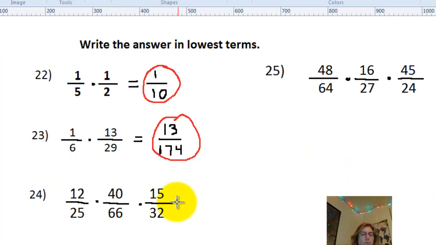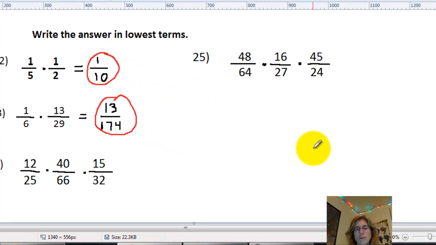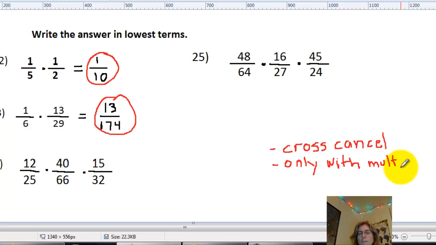So number 24. Now, multiplying 12 times 40 times 15 is the process, but we can do what's called cross-canceling. And you can only do this with multiplication. So we should write that down on the side. I'm going to use a different color for the cross-canceling. Cross-cancellation means you're finding numbers divisible by both one of the numerators and one of the denominators. It can be any one of the numerators or any one of the denominators.